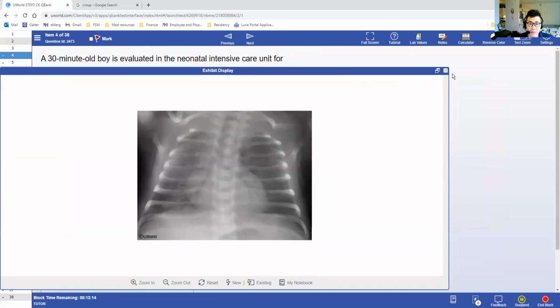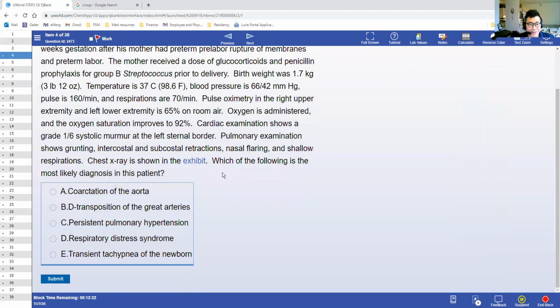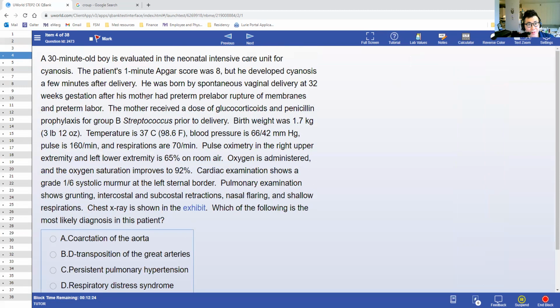All right, this is a young child. Wow, look at those airways. That's cool. All right, 30-minute-old boy, NICU. 32 weeks, so not too bad. Got glucocorticoids and everything.